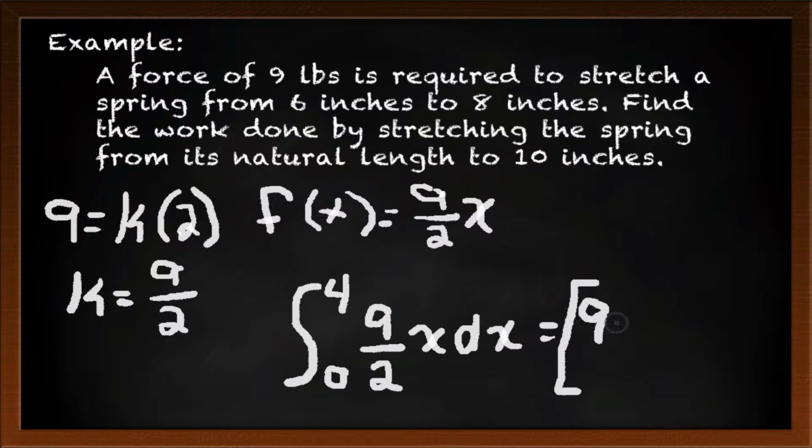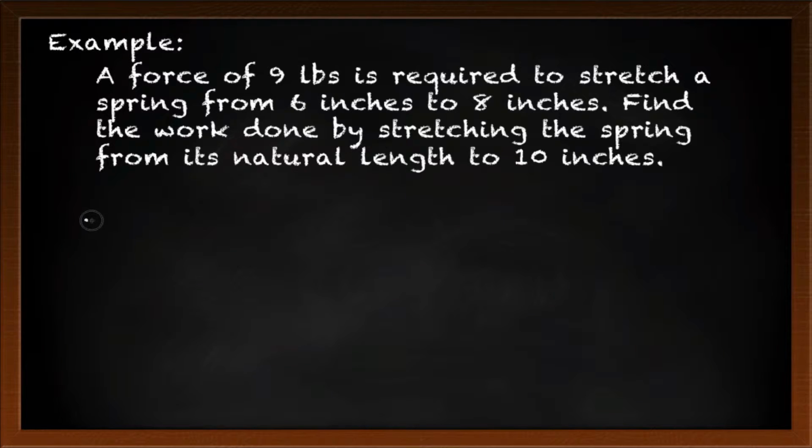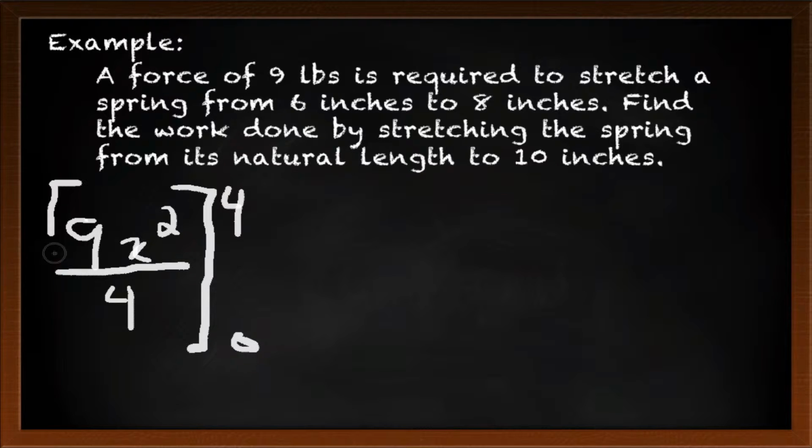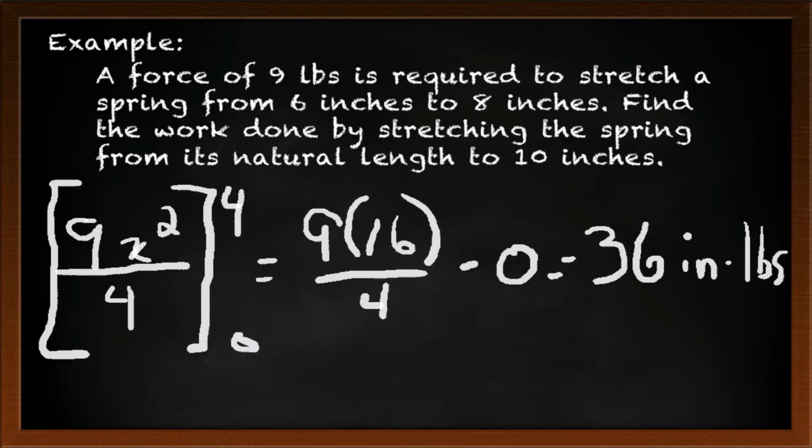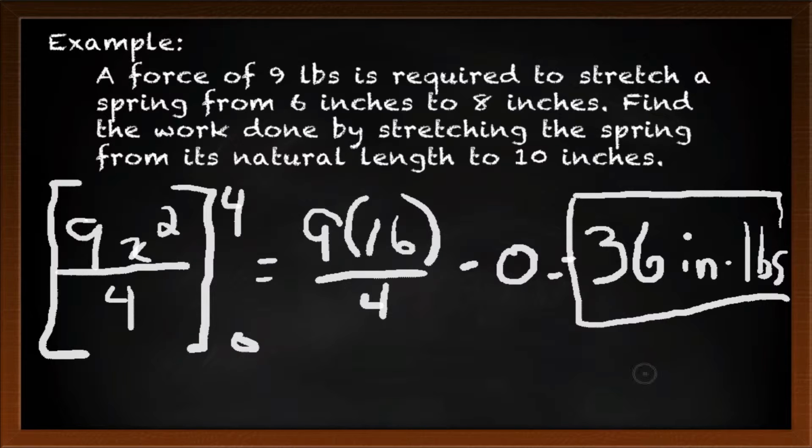The antiderivative of 9 halves x is 9x squared over 4. Now let's solve 9x squared over 4 from 0 to 4. Let's plug in our 4. That would equal 9 times 16 over 4 minus 0, because 0 times 9 would give you 0 over 4, which is 0. 9 times 16 over 4 minus 0 equals 36 inch-pounds.